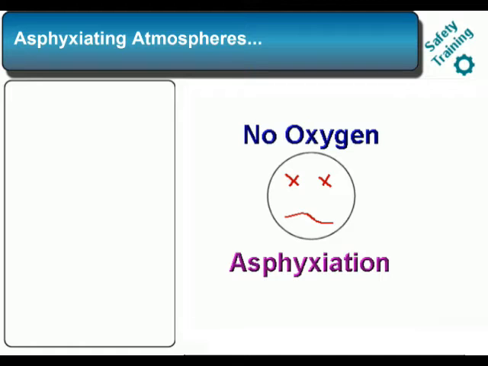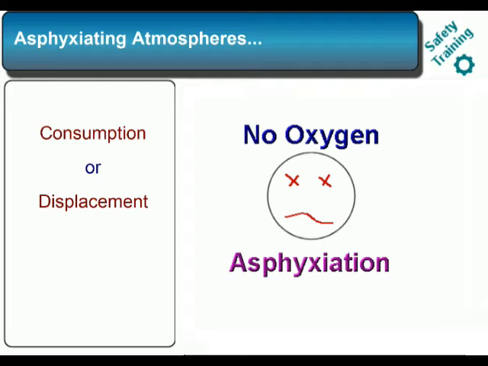Asphyxiating atmospheres are caused by a lack of oxygen. Reduction of oxygen in a confined space may be the result of either consumption or displacement. Consumption of oxygen takes place during welding, heating, cutting, and brazing. Chemical reactions, as in the formation of rust, or people working in a confined space.